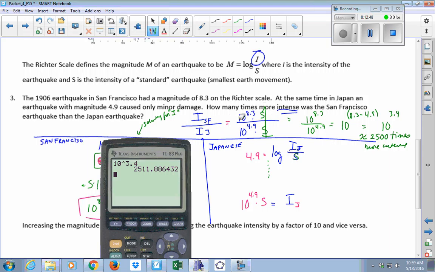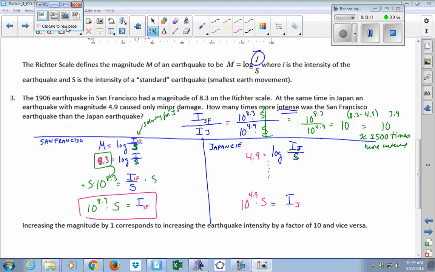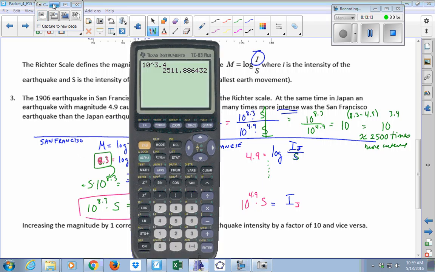Based on the question, it asks how many times more intense San Francisco was compared to the Japanese earthquake. So you're comparing, your base is the Japanese earthquake, and you're trying to find out about San Francisco. If it said Japanese compared to San Francisco, it would be the inverse, the reciprocal. It's just the way the language of the question is set up. Let's take a little snapshot of that so you can have it for your notes.